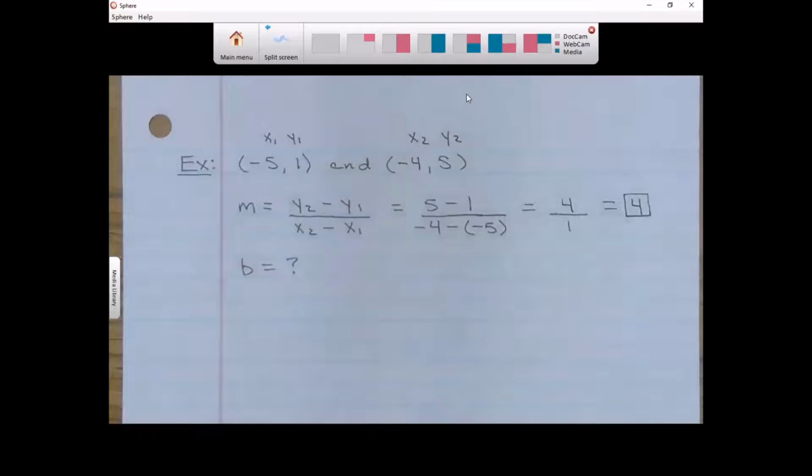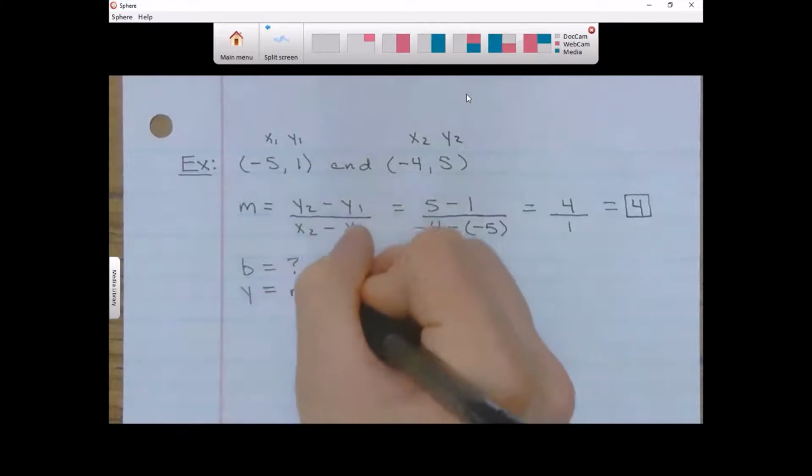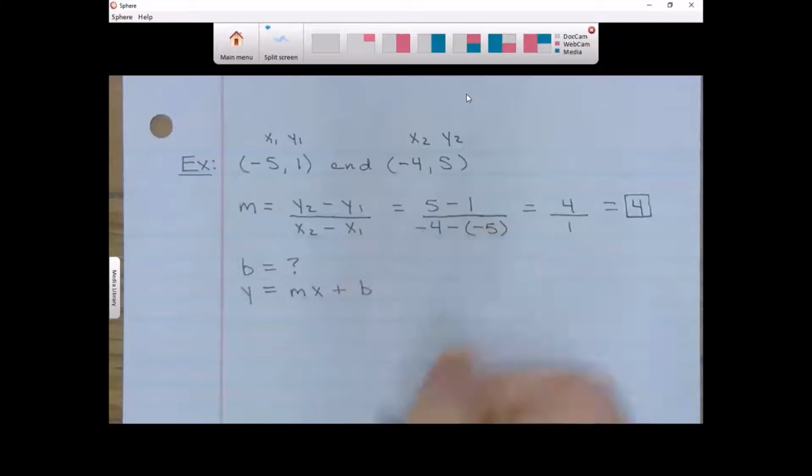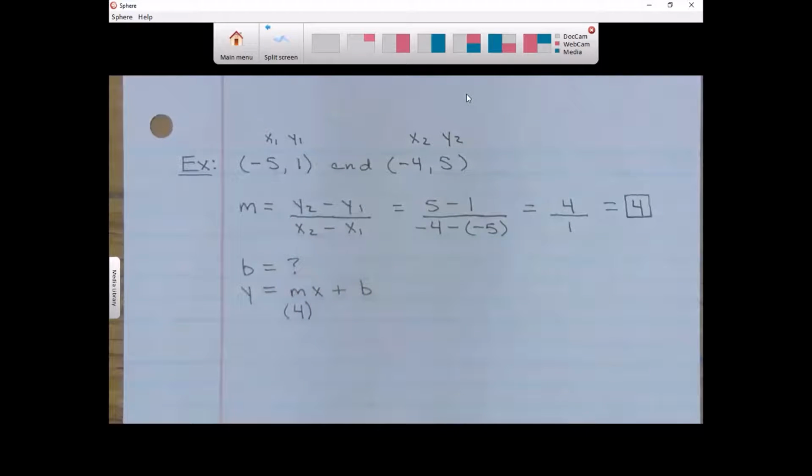I still don't know what it is, but I can figure out what it is by substituting the slope in one of these points, right? So let's start off with slope-intercept form. Y equals mx plus b. I know that my slope is m, and m is equal to 4, so I can substitute 4 in for m. My x and my y, I can get that from either this point up here or this point right here. So let me use the first point.